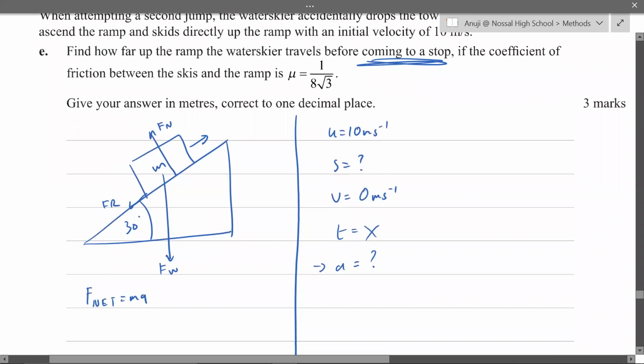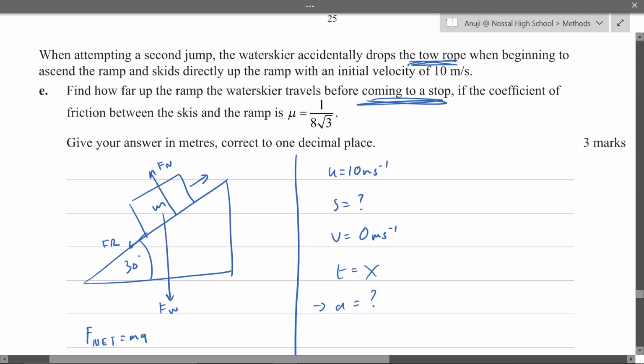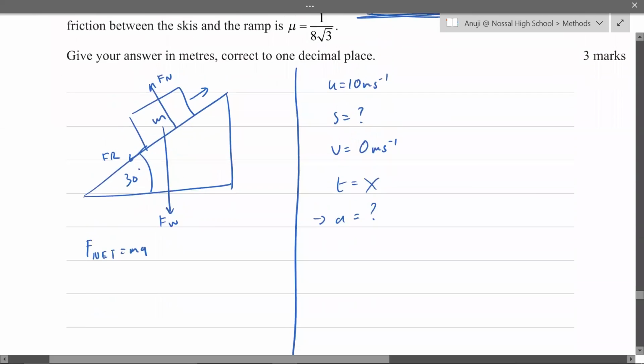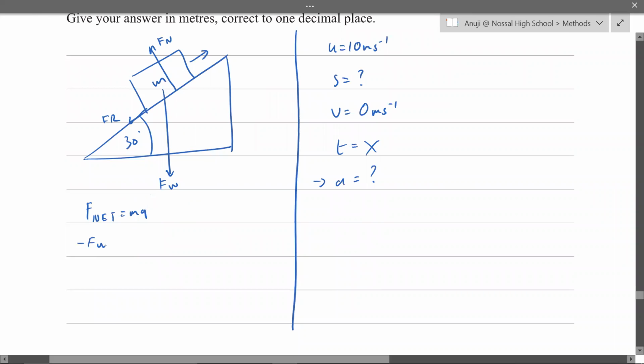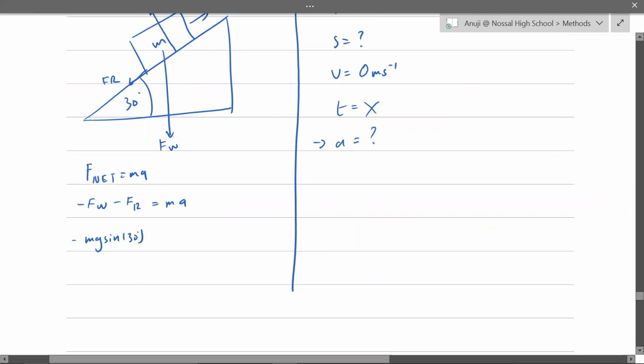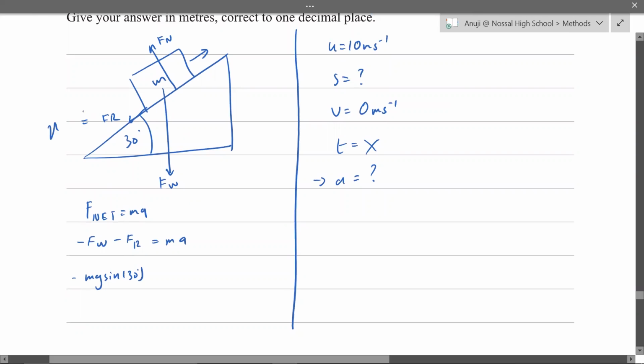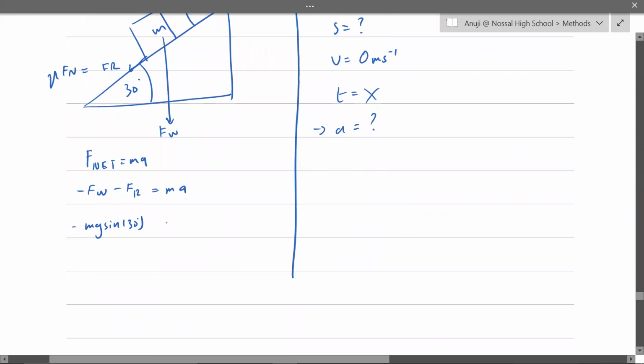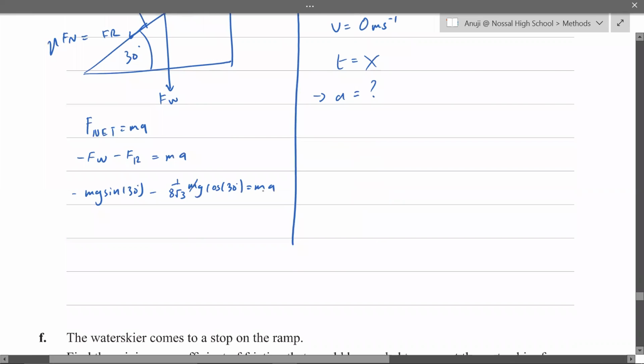So since the skier is traveling up, but actually he lets go of the rope, there is no force going up. So all the forces we have will be negative, equals ma. So the resolution of the weight force is just mg sin 30, and the friction force is mu times the normal force, and mu is 1/(8√3), and the normal force is mg cos 30. And you can see why they didn't give you mass, because it would cancel out anyway.